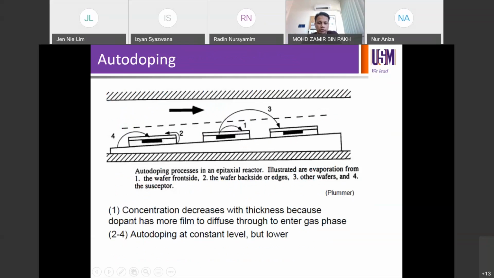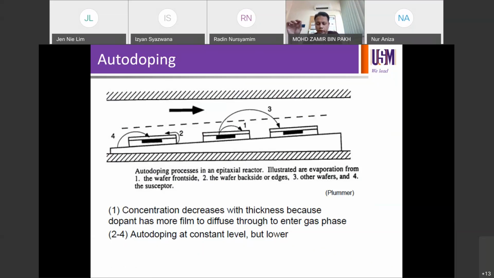right? Concentration decreases with thickness because dopant has more film to diffuse through to enter the gas phase. Auto-doping at constant level but lower. So, well, this one can be done, but it lacks good control. It lacks good control, right? So you don't know unless you can model the auto-doping process.